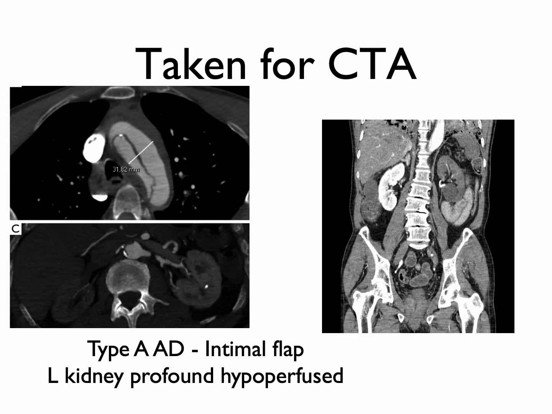So when we look at the dissection, it's going all the way down his descending aorta, because on the left side you can see he's got this severely profound hypoperfused kidney. So this is an aortic dissection.